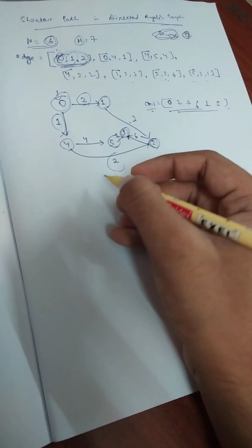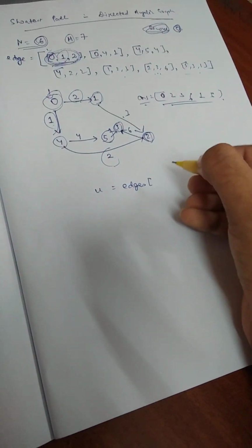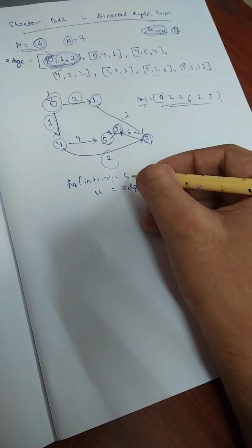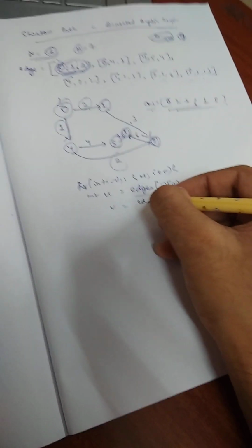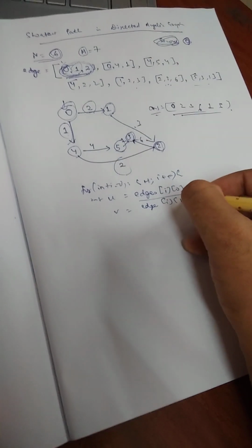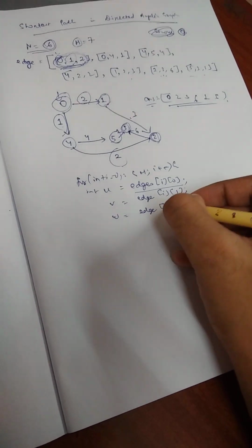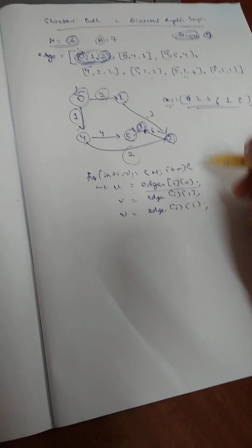We know that this is the starting node. So we traverse with int i equals 0, i less than m, i plus plus. Then we find int u is edges[i][0]. Then v is edges[i][1], which means it's the second node, and then w is edges[i][2]. Alright, which means it's this one, right? So we have found out this thing.